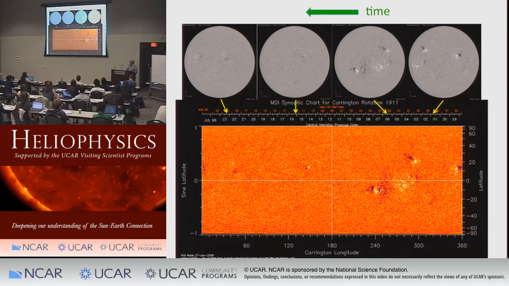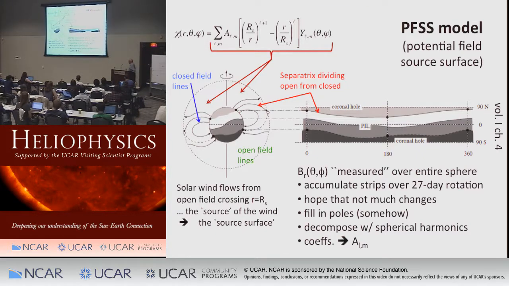Okay, so there's the full solution here, and then I decompose it, and what I will then get is a magnetic field that looks like this. I will have places where the magnetic field has closed down underneath the source surface, so it just goes from positive over to negative. And then I will have other places where the magnetic field has opened up. Okay, and in my unwrapped version, here's the places where the magnetic field is open. These are the coronal holes.